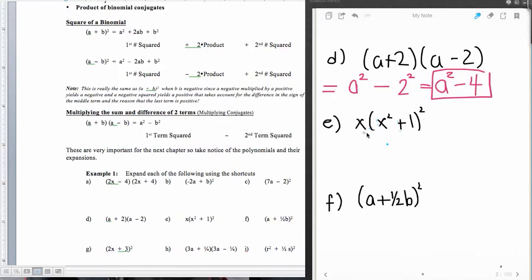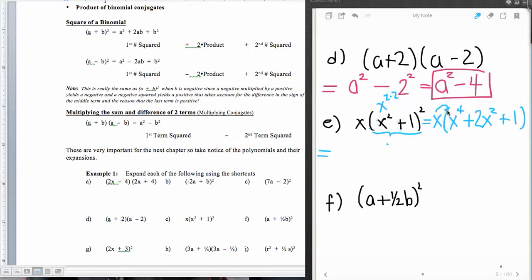Now on this next one, this is a monomial times a binomial squared. So I'm going to square out the binomial first and then I'll multiply it by the monomial x. So x squared squared, that's x squared times x squared. We multiply the exponents, so that's going to give us an x to the 4th power. And then the middle term is x squared times 1 times 2, plus 2x squared. And then my last term is the 1 here squared, and 1 squared is 1. So there we have our binomial squared.